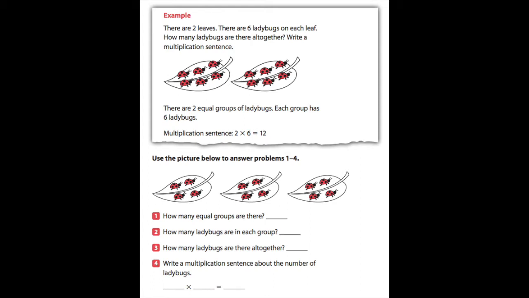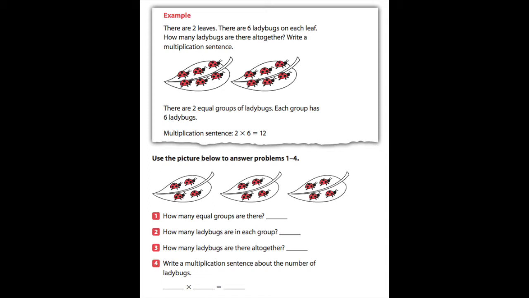So it says there are 2 leaves. There are 6 ladybugs on each leaf. How many ladybugs are there all together? Write a multiplication sentence. So we have the picture that they're having us use, and it says there are 2 equal groups of ladybugs. Each group has 6 ladybugs. So our multiplication sentence would be 2 for the leaves times 6, how many ladybugs we had, and then when we have them all together, we would have the product of 12. Okay, so we would have 2 times 6 equals 12.